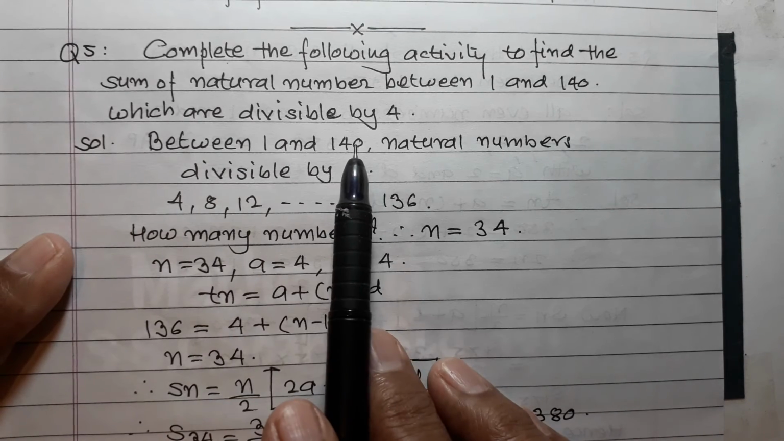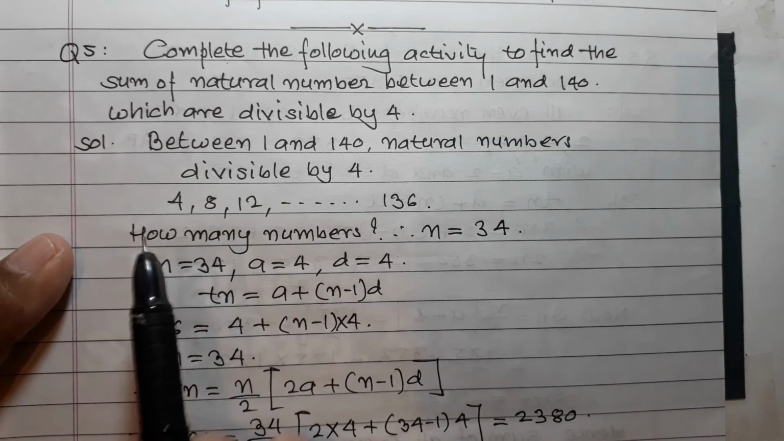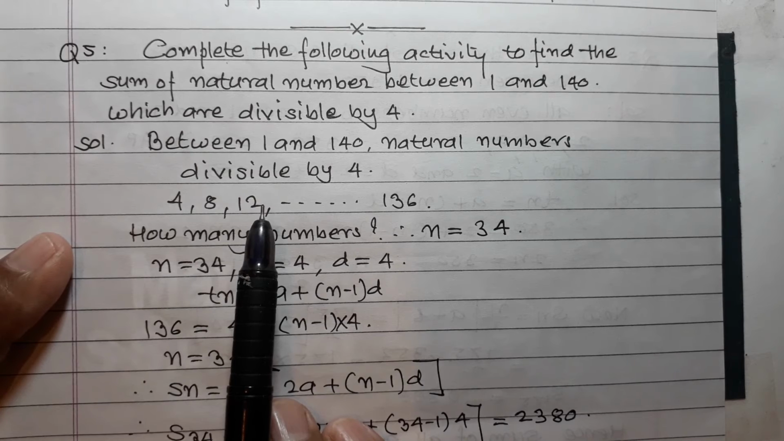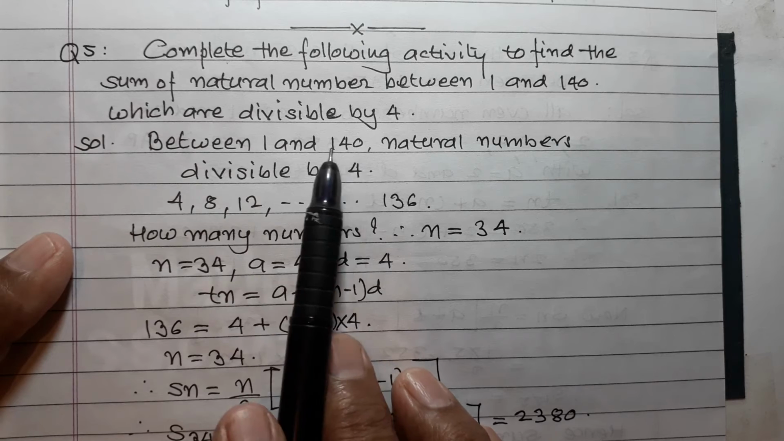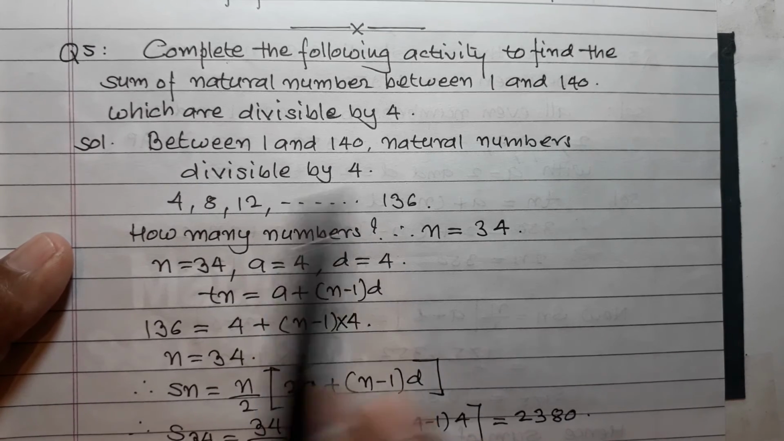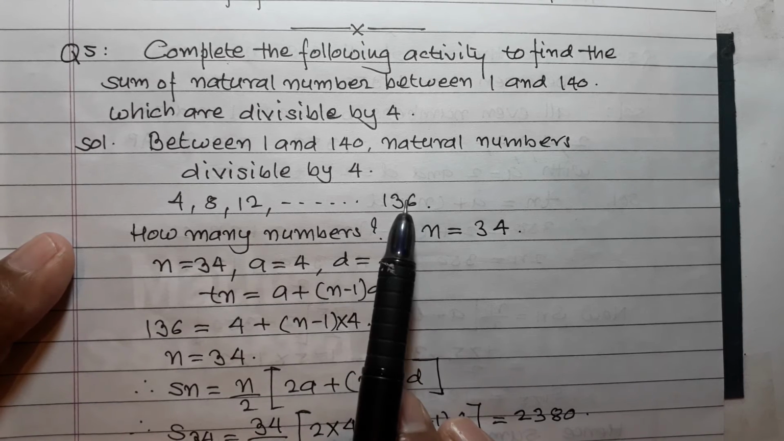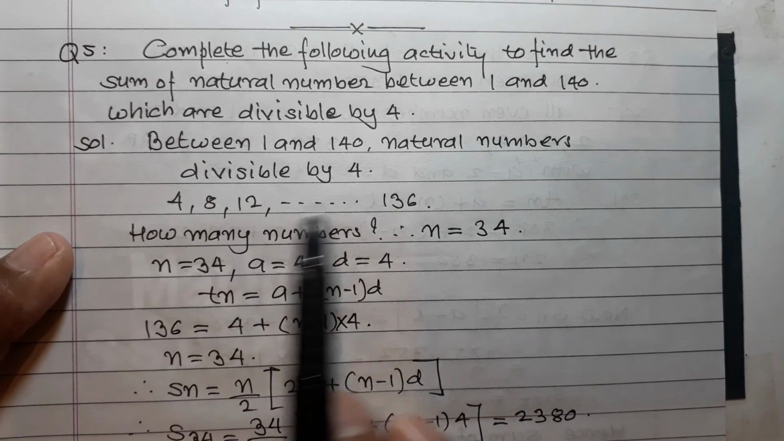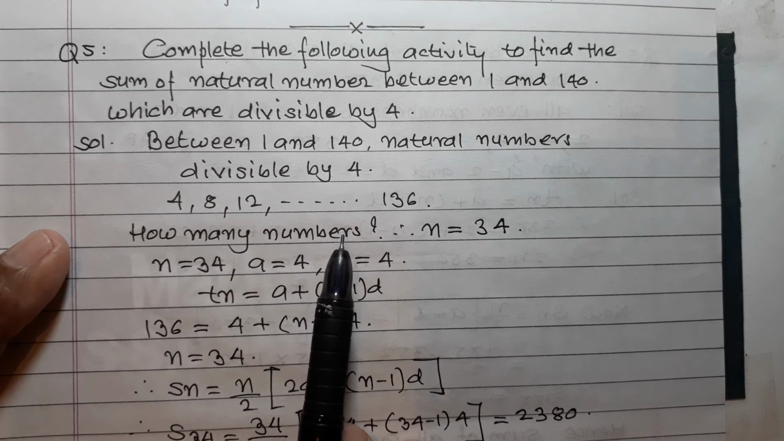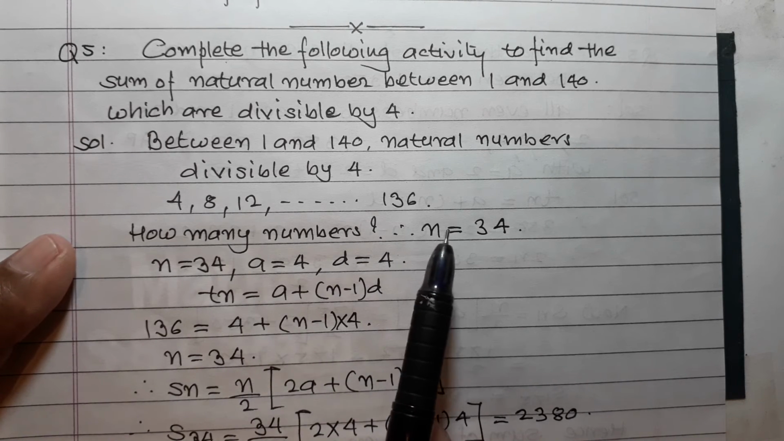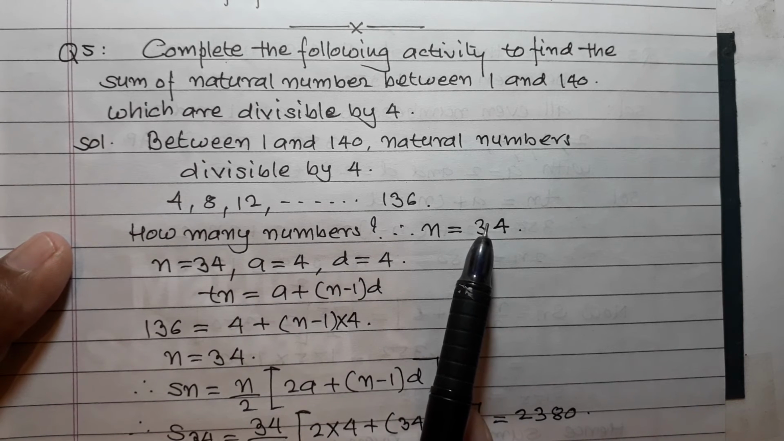Natural numbers between 1 and 140 divisible by 4 are 4, 8, 12 and so on up to 140. But 140 is not divisible by 4, so you find the last number, and that is 136, which is divisible by 4. So this is your AP. Now to find how many numbers, that means what n is, n is equal to 34.